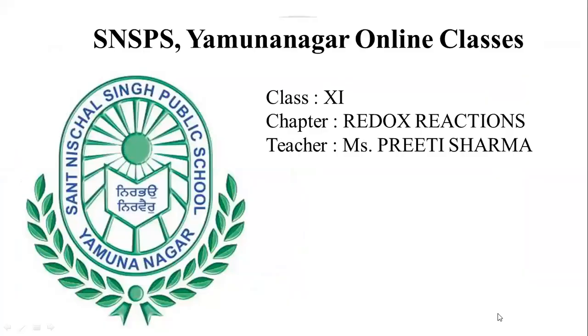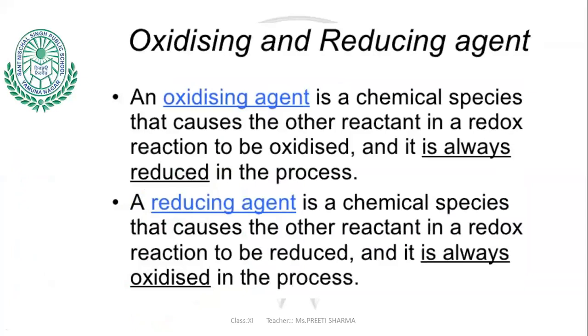Good morning, students. We'll continue our topic of the chapter redox reactions. Yesterday we have done oxidation and reduction. Now we'll continue with oxidizing agents, reducing agents, and oxidation number. It means charge on the element and the balancing. So let's start. What do you mean by oxidizing and reducing agents?